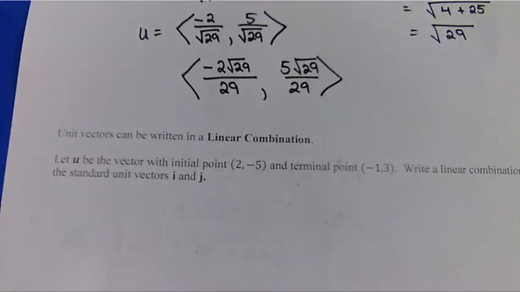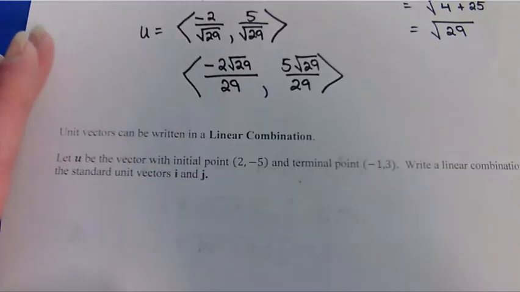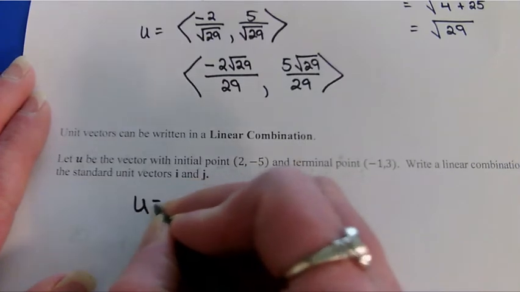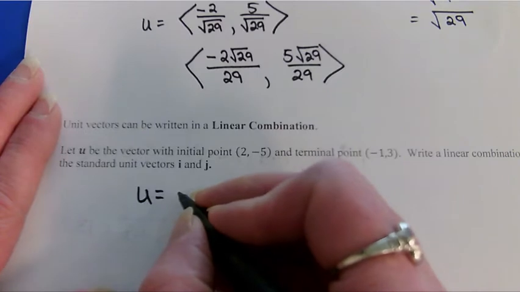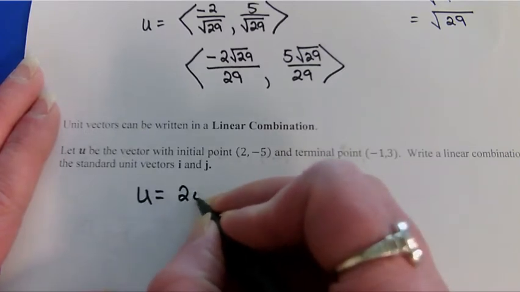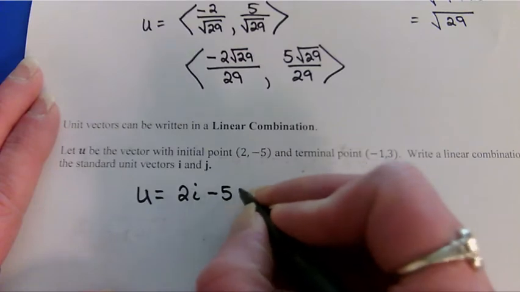We can also write unit vectors using what is called linear combination. So, writing it as a linear combination. And I know it's weird that it says using unit vectors i and j. All it means is I'm going to rewrite this. So u was 2, -5. I'm going to rewrite that as 2i and -5j.